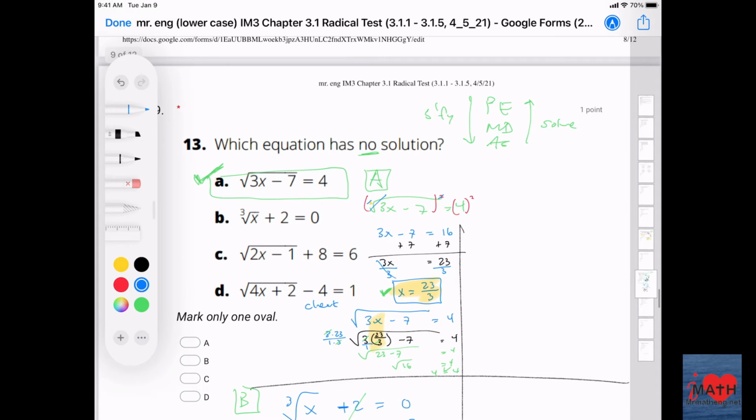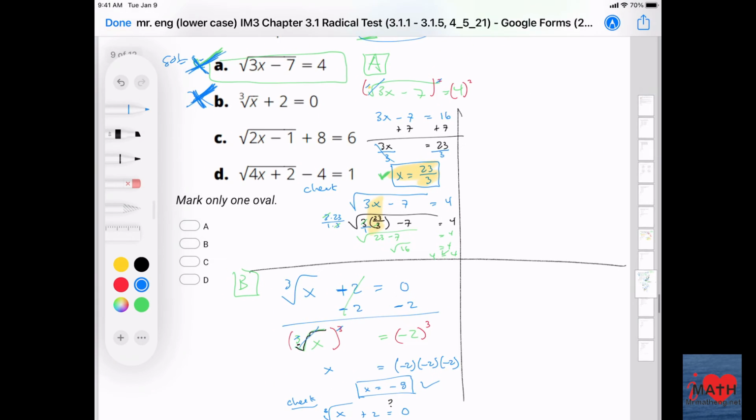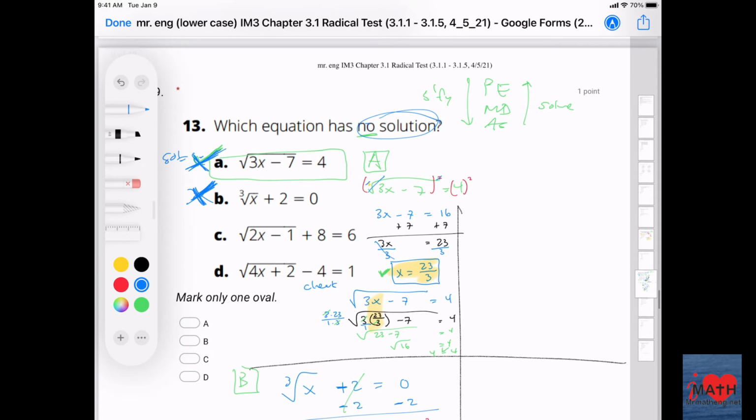But pay attention, if it's a solution, check means solution, then that's not what we want. We're looking for no solutions. So we'll put an x for no. All right, let's try C here.